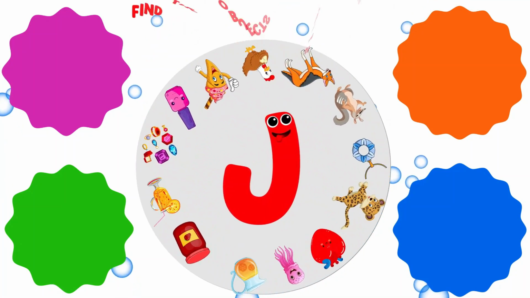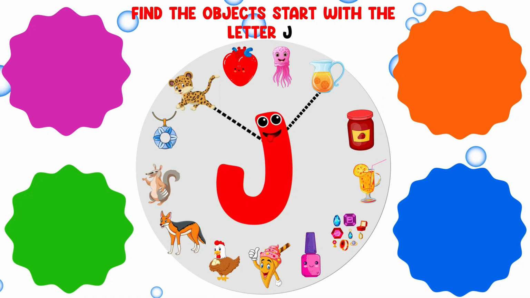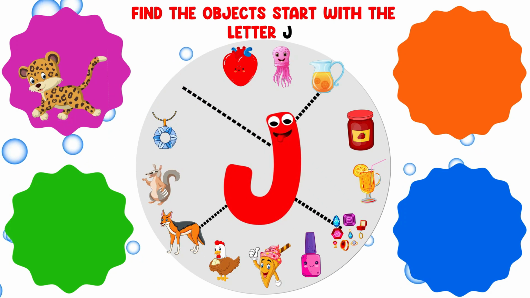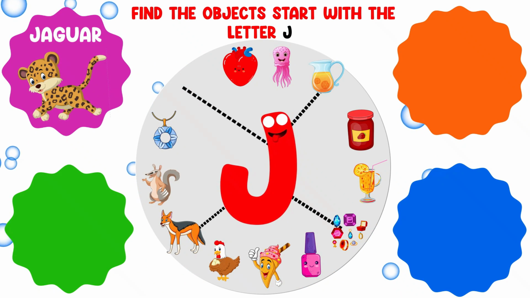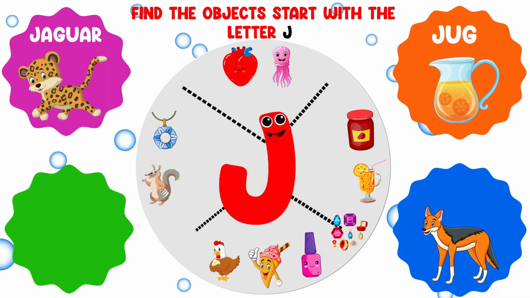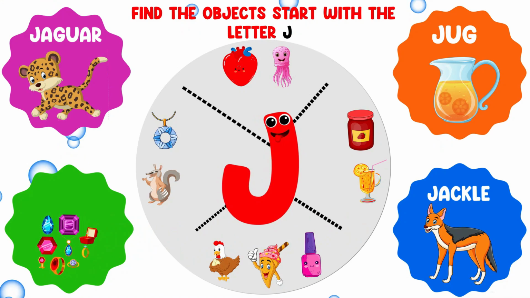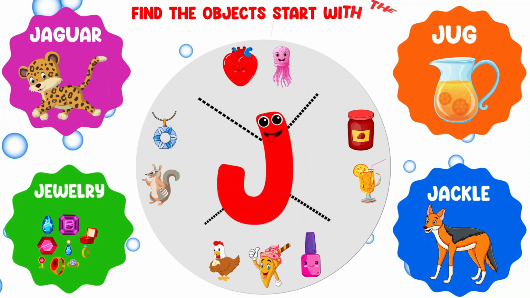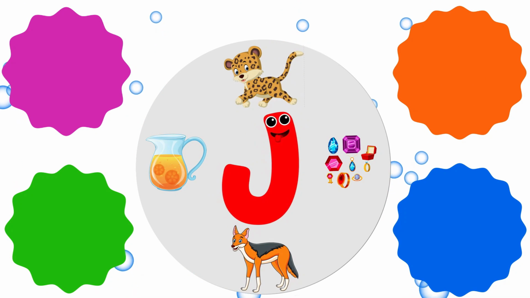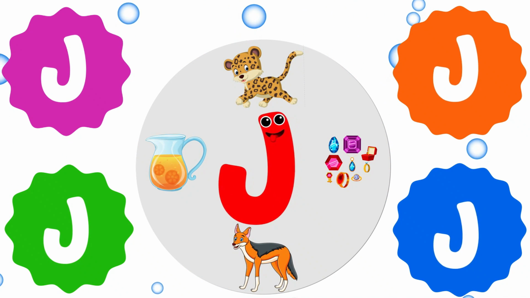J. Find the object that starts with the letter J. Jaguar. Jug. Jewelry. J. Jaguar. Jug. Jackal. Jewelry.